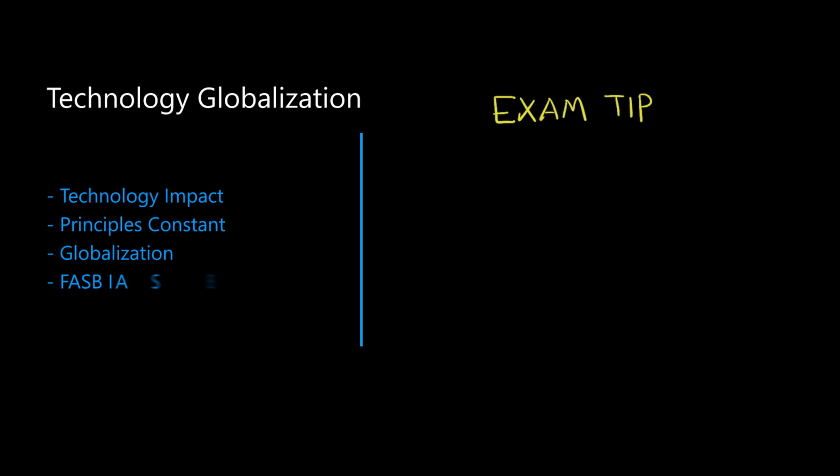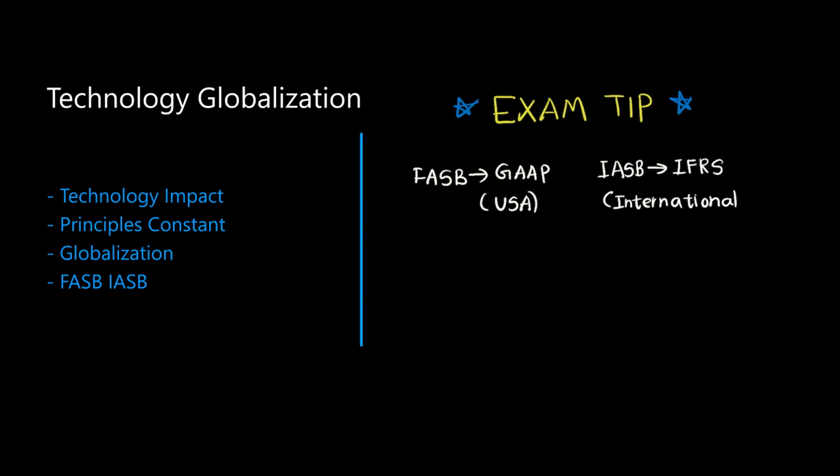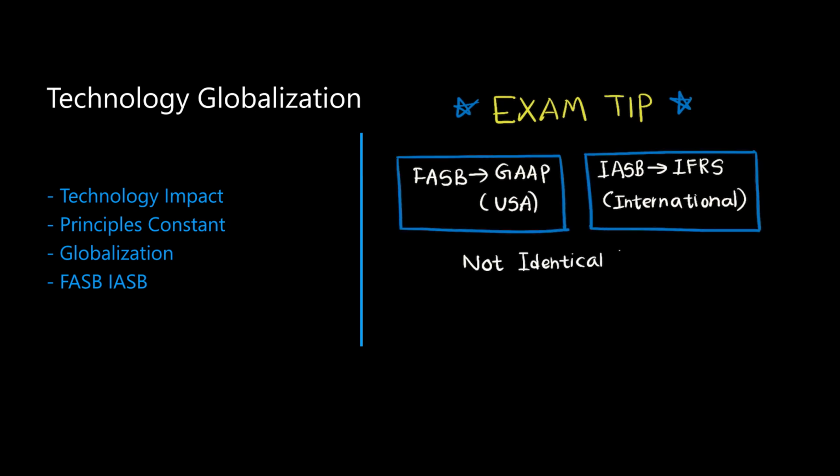On your exam, expect questions about the difference between FASB and ISB. FASB sets US standards, GAAP. ISB sets international standards, IFRS. Most countries use IFRS. The US uses GAAP. They're working toward alignment, but aren't identical yet.